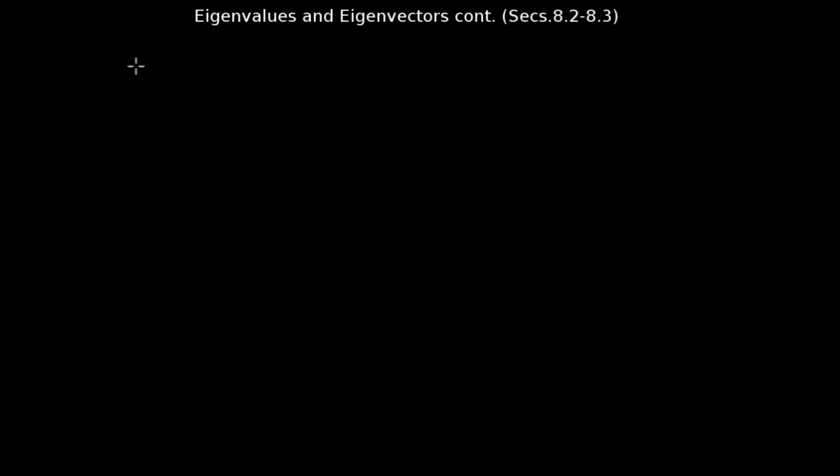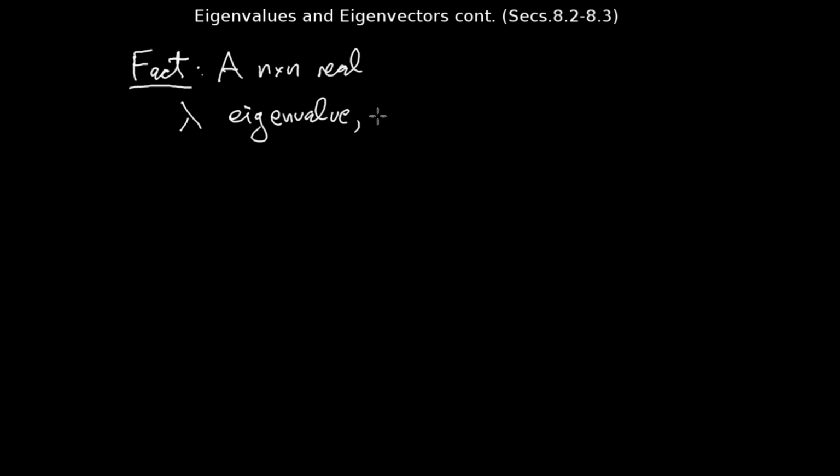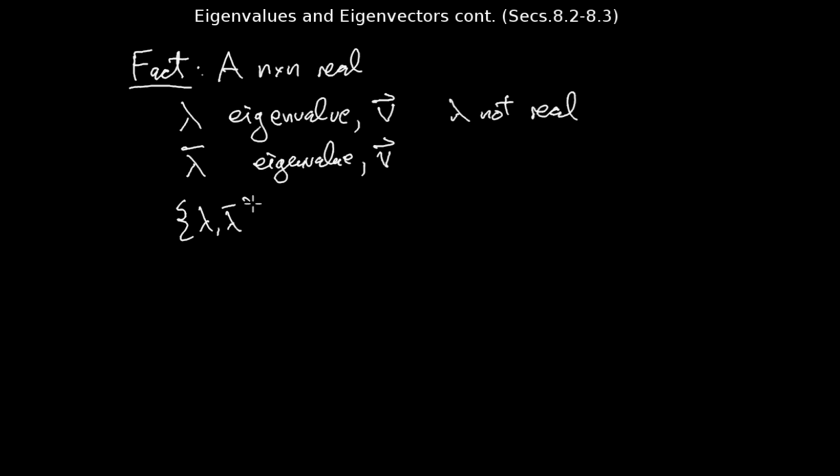So the conclusion is the following. If A is an n by n real matrix, and lambda is an eigenvalue with eigenvector V, and lambda is not real, then lambda bar is an eigenvalue, and V bar is a corresponding eigenvector. So as I said before, non-real eigenvalues come in pairs, lambda and lambda bar.